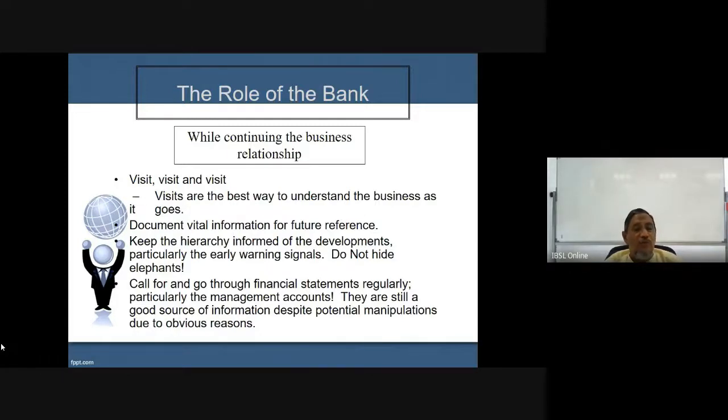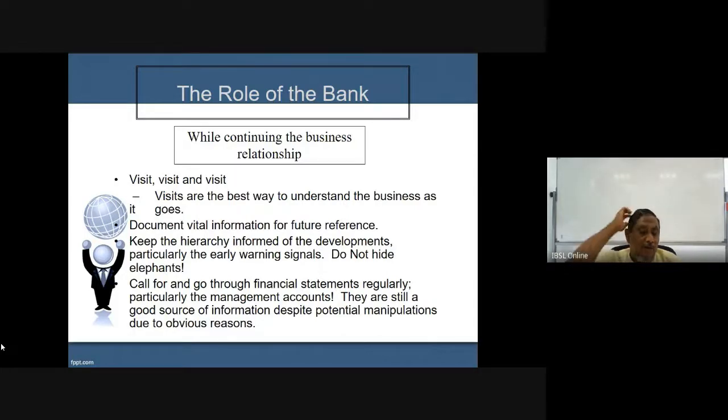Call for and go through financial statements regularly, particularly the management accounts. Quarterly financials are very important. Management accounts are detailed accounts. What we get annually is the published accounts, but we need the management accounts. Ask the customer for management accounts, at least quarterly. They are still a good source of information despite potential manipulation, for obvious reasons. The only source available for evaluation is what the customer prepares.